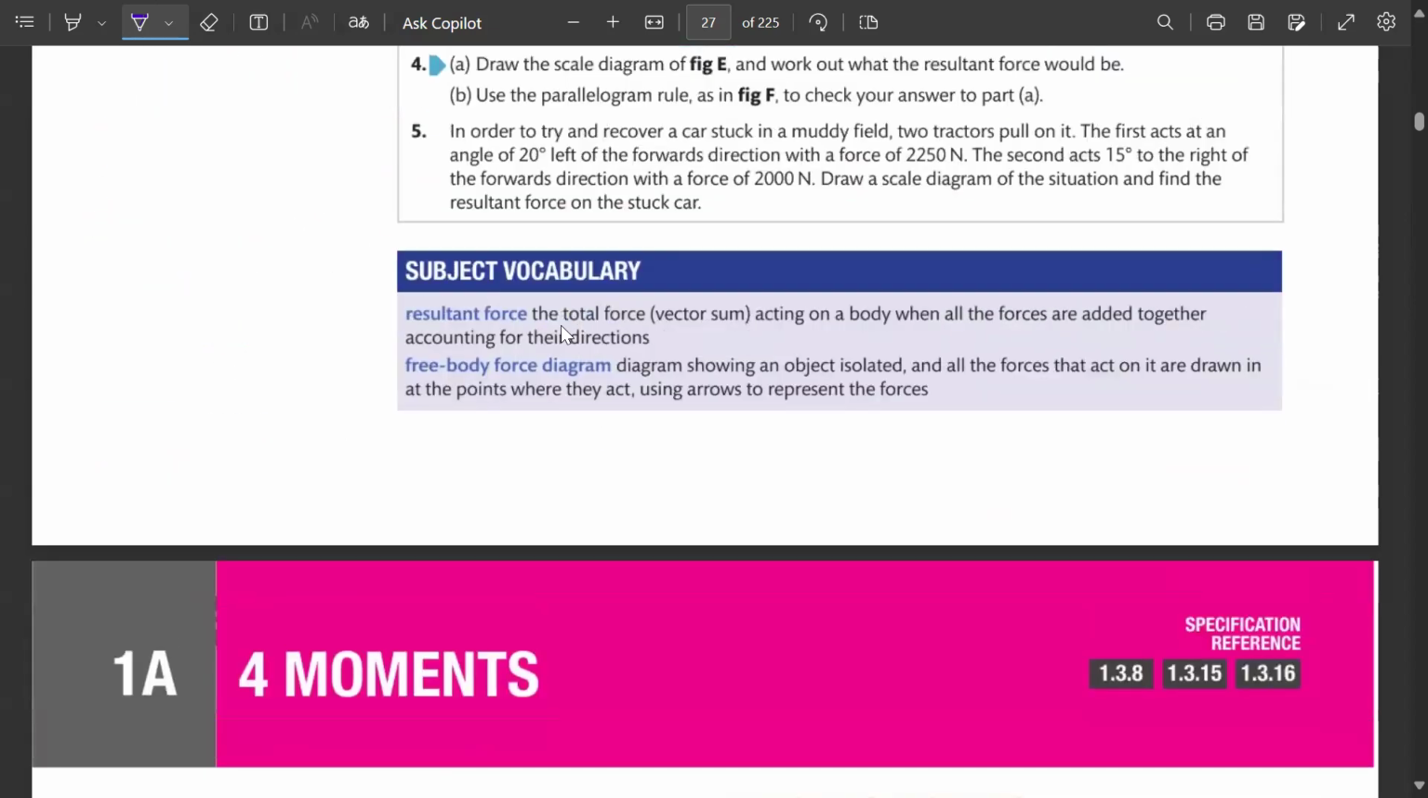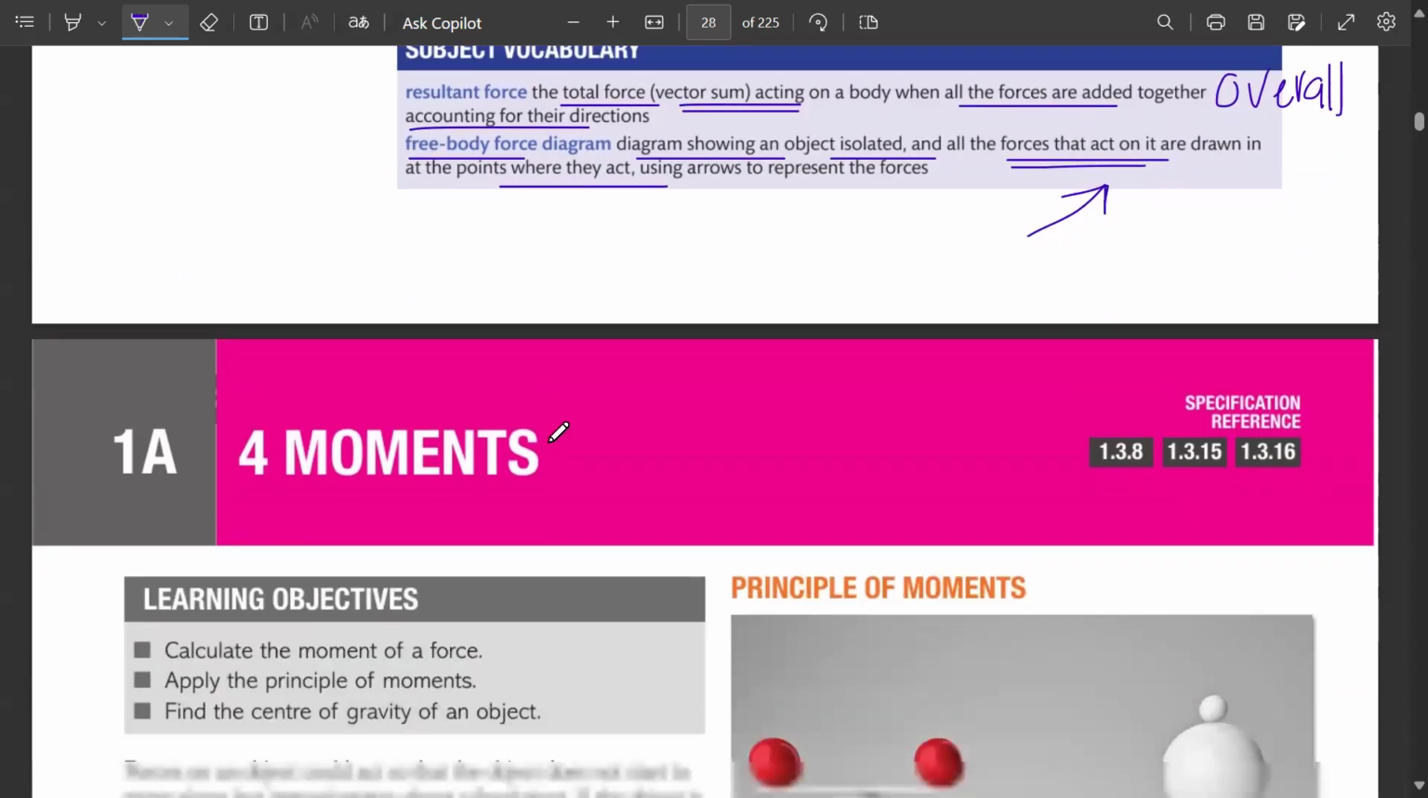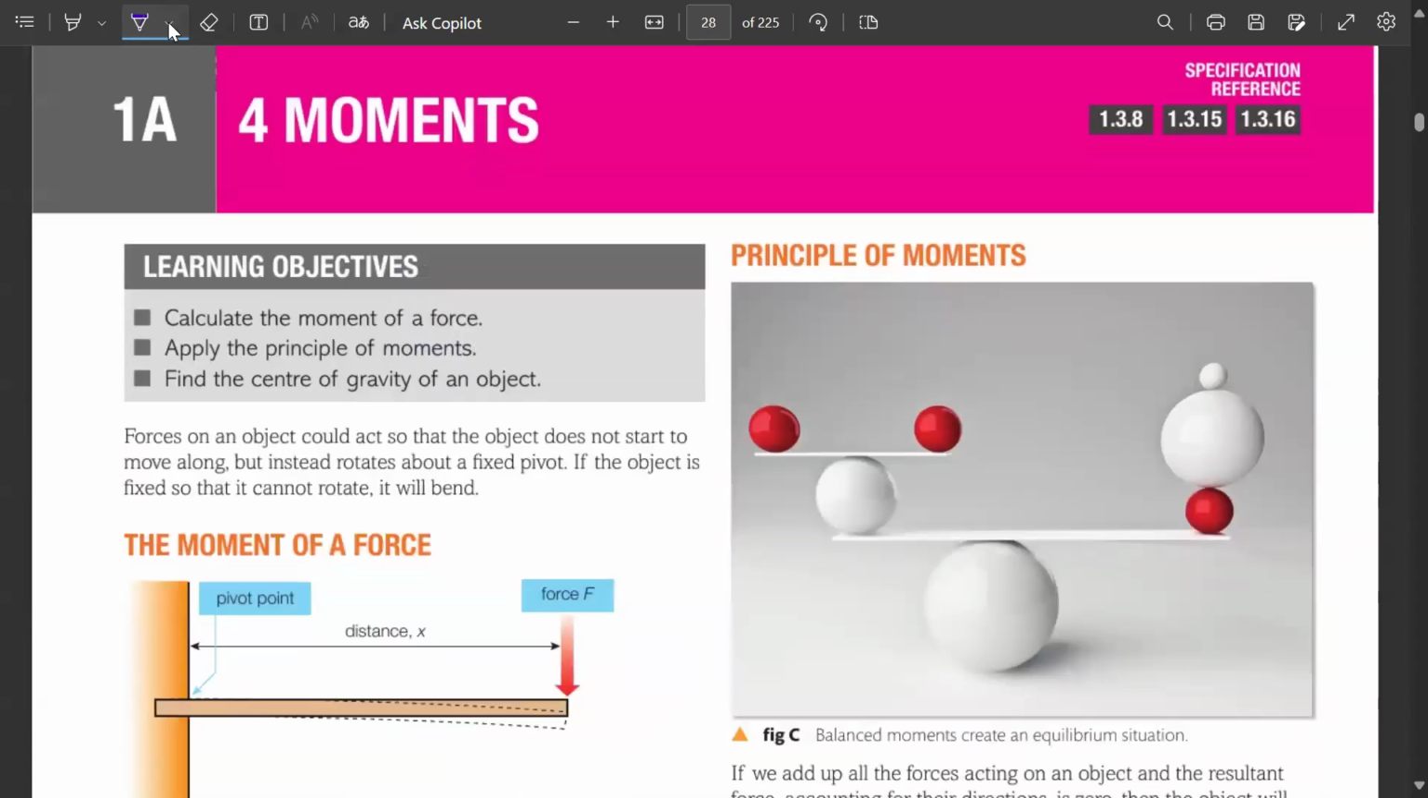So resultant force is the total force acting on a body when all the forces are added together according to the direction. We can call the resultant force the overall force acting. A free body force diagram shows an object isolated and all the forces that act on it drawn at the points where they act, using arrows to represent the forces.